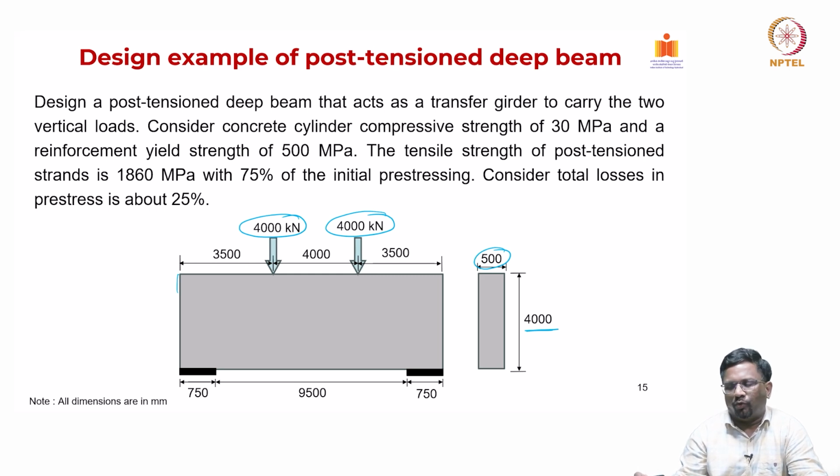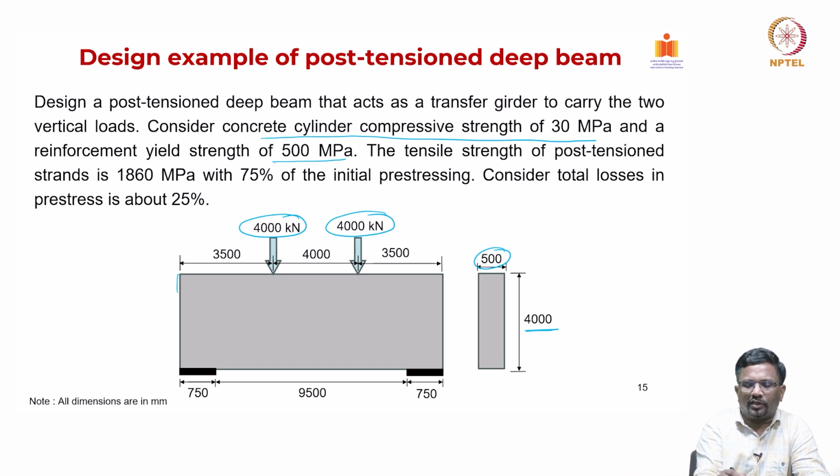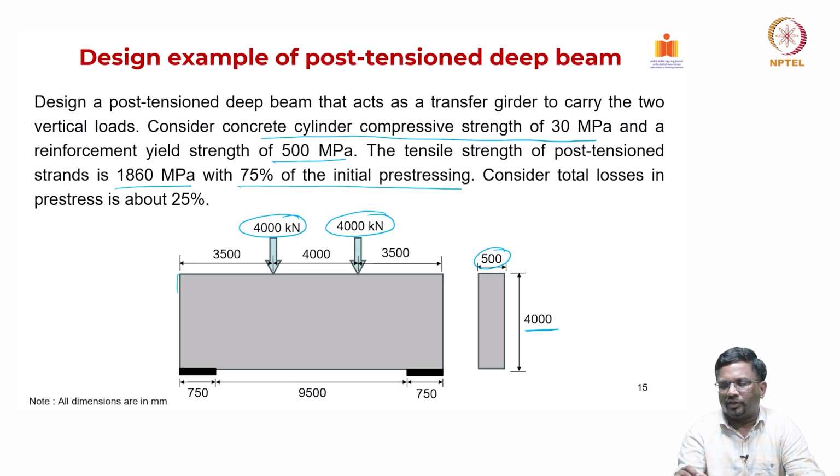4000 or 4 meter. It is really a huge transfer girder, and we are taking a concrete cylinder compressive strength of 30 megapascal and a reinforcement yield strength of 500 megapascal, right. Now, the yield strength of post tension strand is taken as 1860 megapascal, and you are stretching it up to 75% of the initial pre-stress, right. And we are assuming that the losses are going to be about 25%. So, these are the input dimensions.